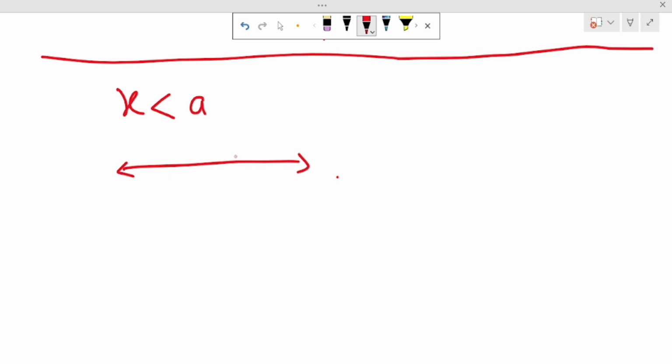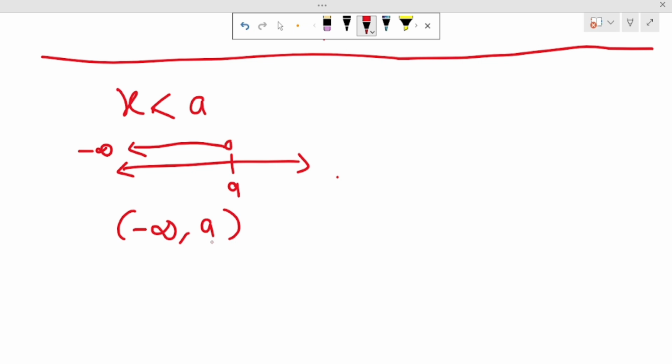So let's say this point is A. Now look at where the arrow is moving. The arrow is moving to this portion. So it means that this interval is from A to negative infinity, right? So I can write this as negative infinity, comma, A.